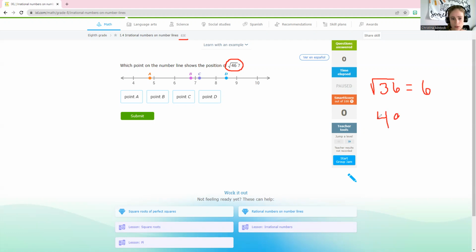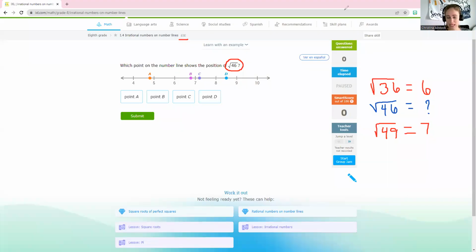And the square root of 49 is 7. And there is no whole number that falls between 6 and 7, because we want to know the square root of 46. That means the square root of 46 must fall somewhere between 6 and 7 on our number line.